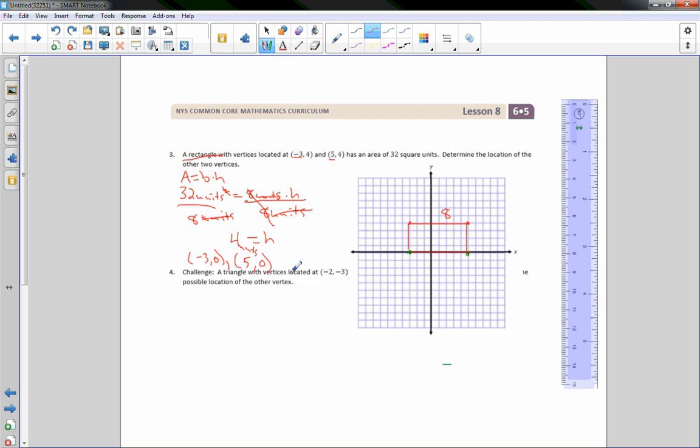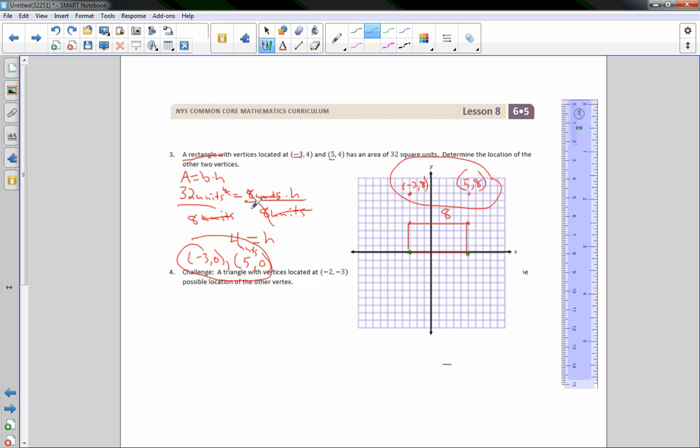Okay, I also could have gone up. Instead of going down 4, I could have gone 1, 2, 3, 4 here and over here, and these 2 points are -3, 8, and this one is 5, 8. So those are the 2 possible solutions, right here and right here.